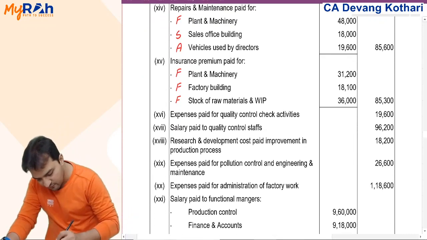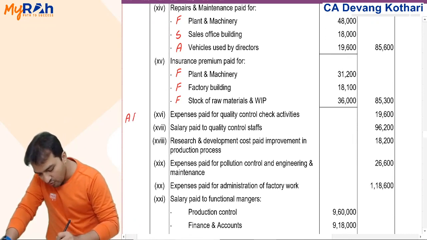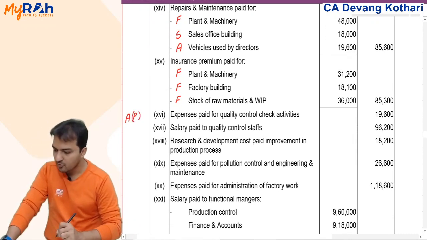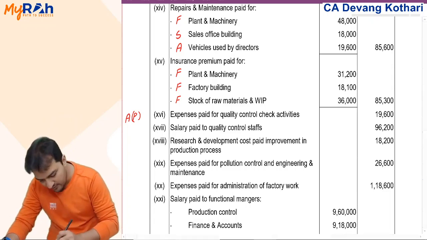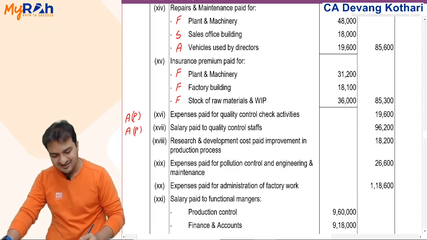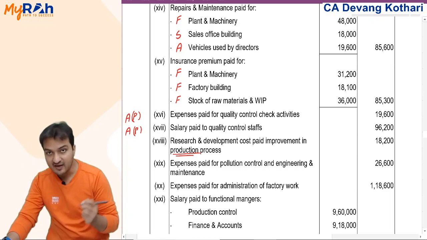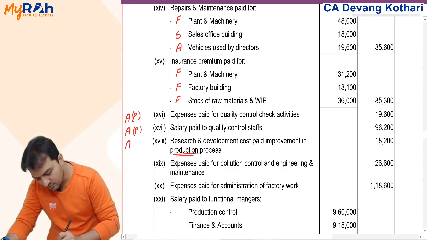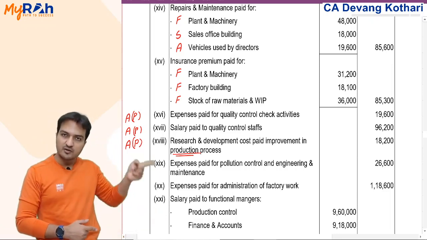Quality control, I told you, falls under admin overheads. But which admin? Admin overheads related to production. Quality control falls under admin overheads of production. Salary paid to quality control staff is also admin overheads related to production. Research and development in the production process, I gave you that in the notes, also falls under admin overheads of production. Please refer to the notes that I have at the end of the chapter for these three things.